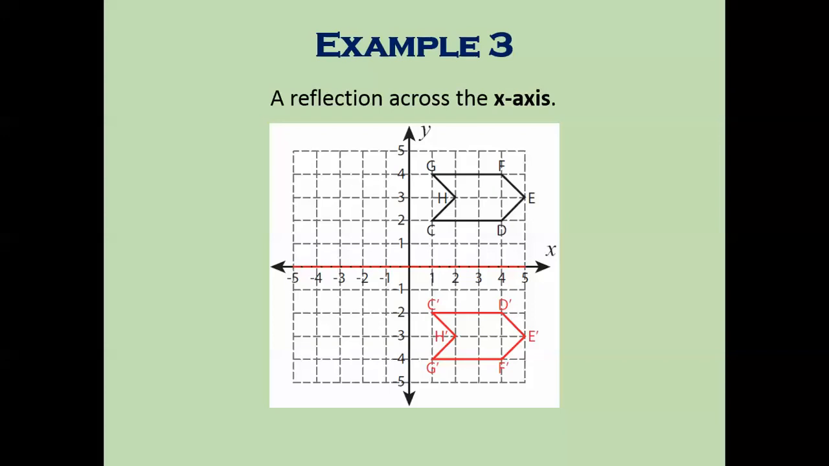Here's another example. This is a reflection across the x-axis. If you were given the pre-image and you needed to draw the image, the easiest way to do it is to focus on what the actual coordinate point is, and then move the distance from that point to the x-axis. Move the same distance on the other side of the axis to draw the new point. So here you can see point C is a certain distance from the x-axis, and that same distance on the other side will be our point C prime.